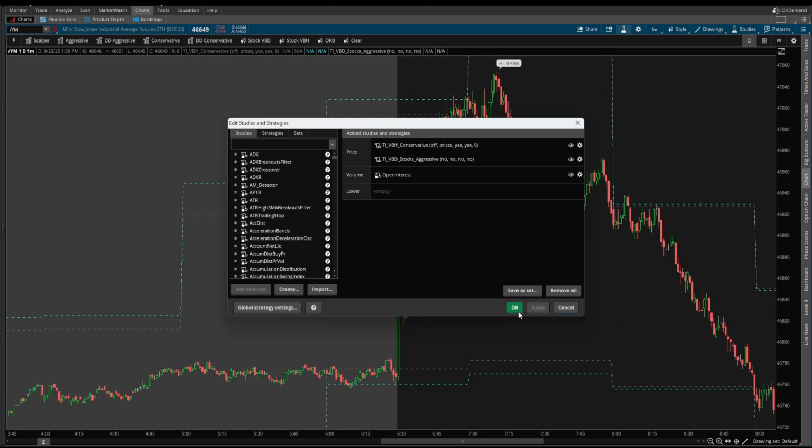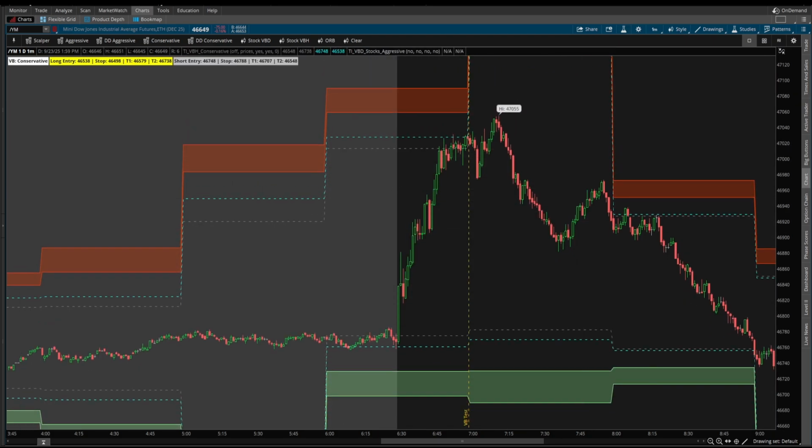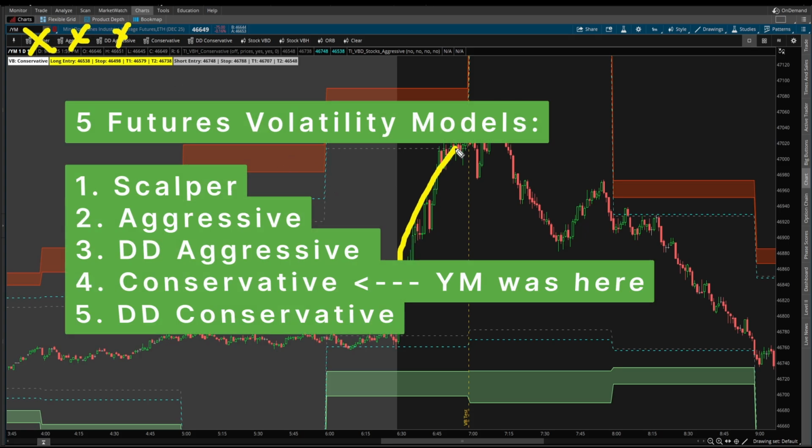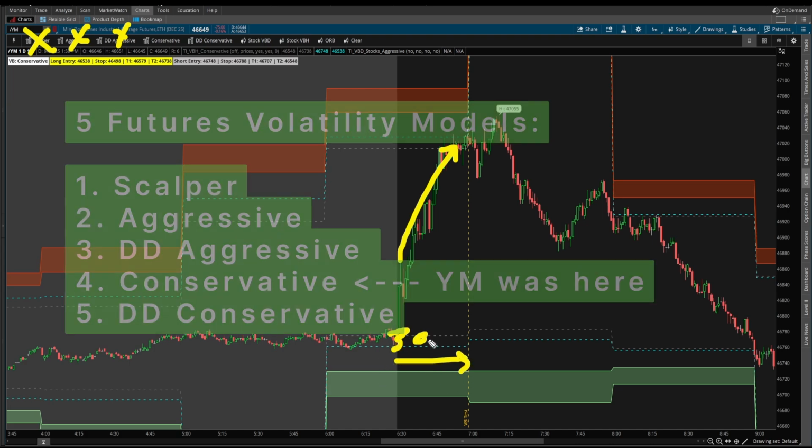Now, for all of our futures volatility box members, you'll notice that in our morning note, we ended with the conservative volatility box models. This was the model that I was using as of 7 a.m. Pacific. So by the first 30 minutes, we had broken outside of the scalper, we had broken outside of the aggressive, and we had broken outside of the doomsday aggressive. If you're new to our channel and you don't know what these models are, I'll spare you the reasoning. Just know that the fact that we've broken outside of all three of these means the Dow had a very high volatility day, and you knew that 30 minutes after the market opened.